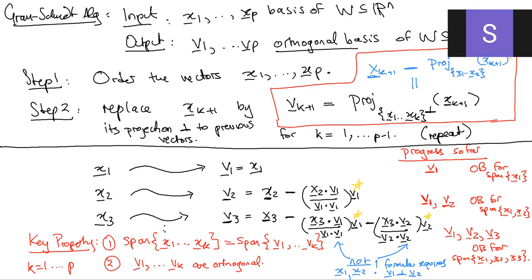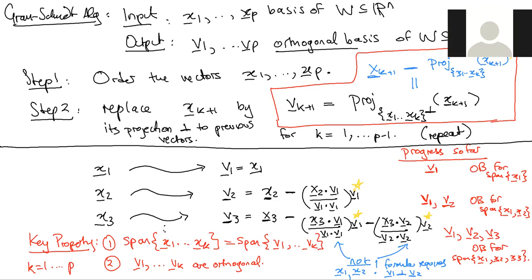Professor, just to clarify, is V_{k+1} orthogonal to all the other V's before that, or all the X's before that? It's a great question. The answer is both. V_{k+1} is orthogonal to all the X's before that. In fact, it's orthogonal to their span. But remember, the span of the X's, X1 through Xk, is equal to the span of V1 through Vk. So therefore, it must be orthogonal to all the V's as well. That's how you get the second property.